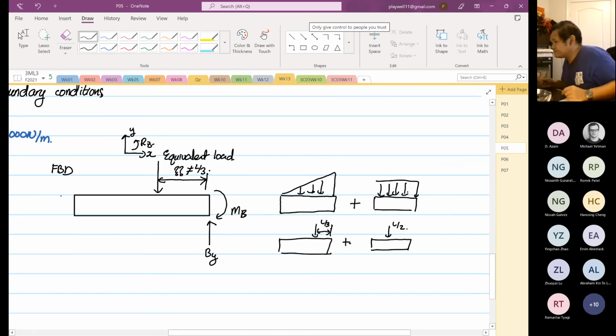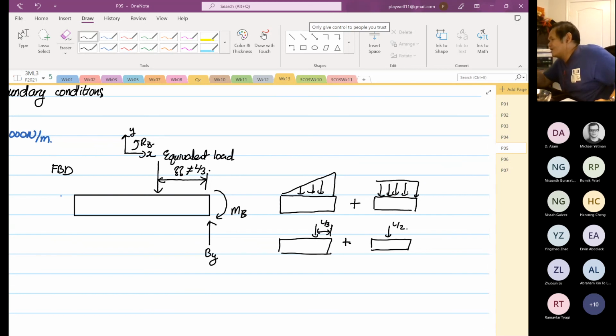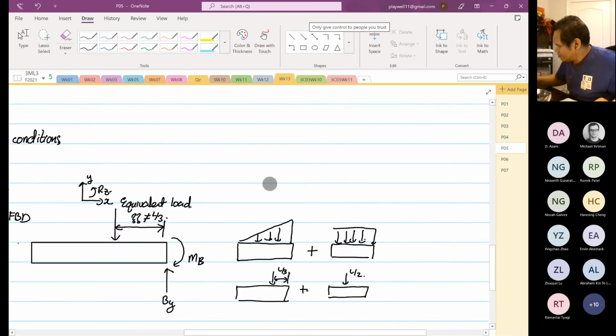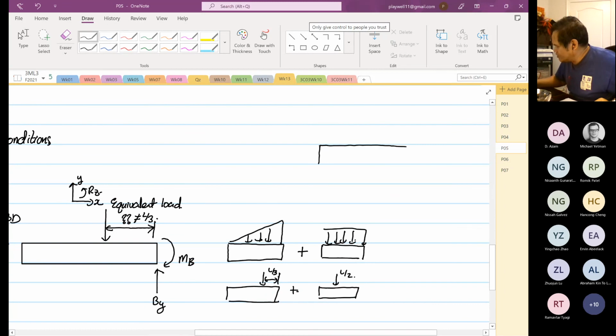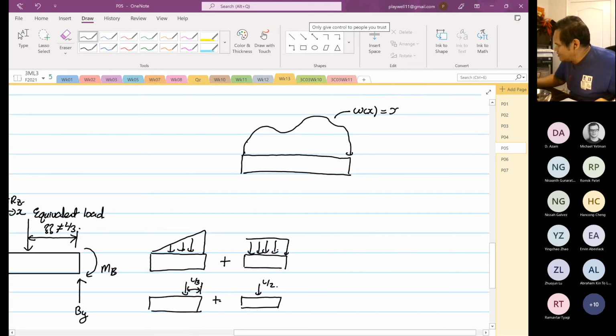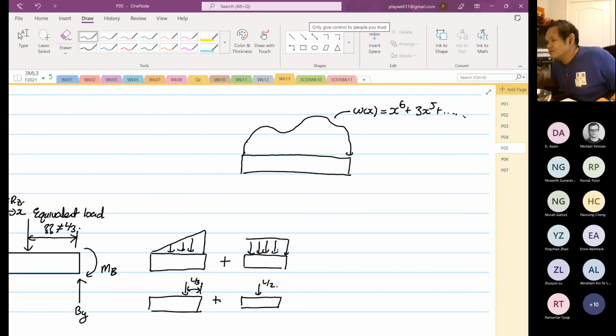Okay. More steps. Right. Azam, I know that you can get this in books. No dispute about it. Okay. Can you get this from books? Can you have this expression over here? The power of this technique is this. What if I have a distributed load that looks like this? And this is equal to omega as a function of x. And this is x^6 plus 3x^5 plus blah, blah, blah, blah. Can you find me the expression, please, Azam? Where is the equivalent load distributed?